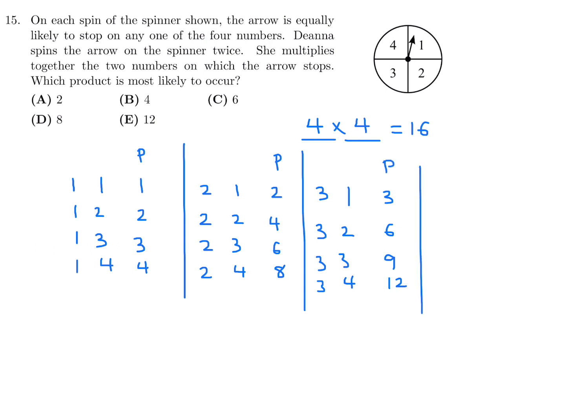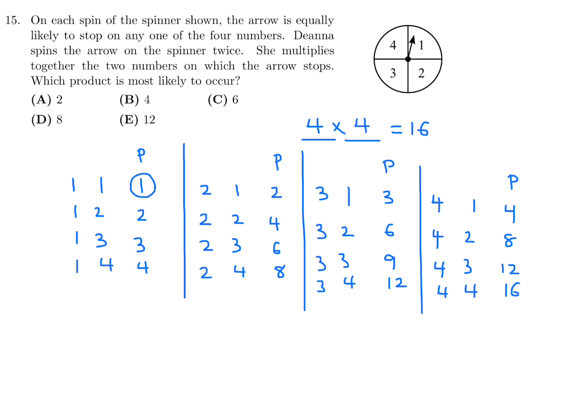And then finally, 4, 4, 4, 4 and 1, 2, 3, 4. And these products are 4, 8, 12, and 16. So what they're saying is which product occurs the most. All right, look through these lists.